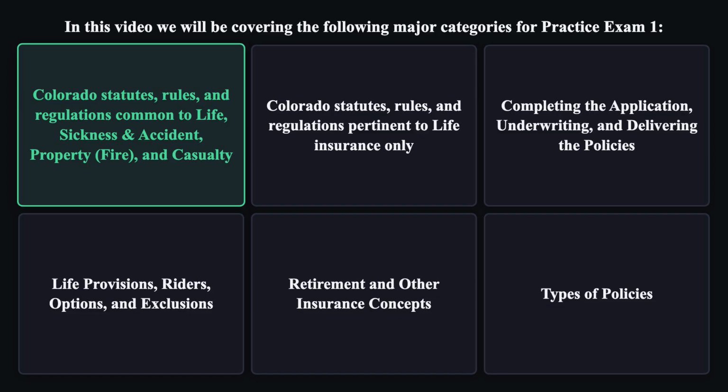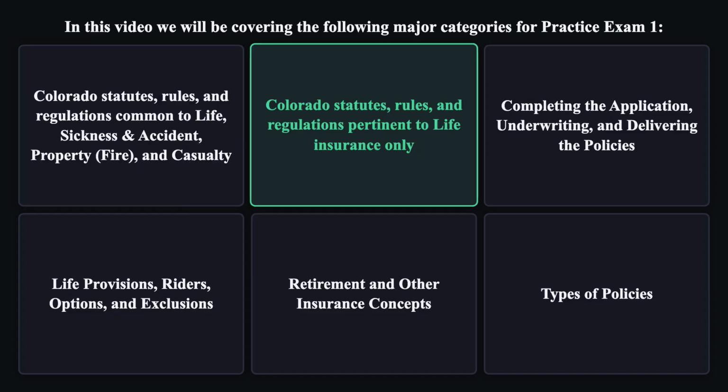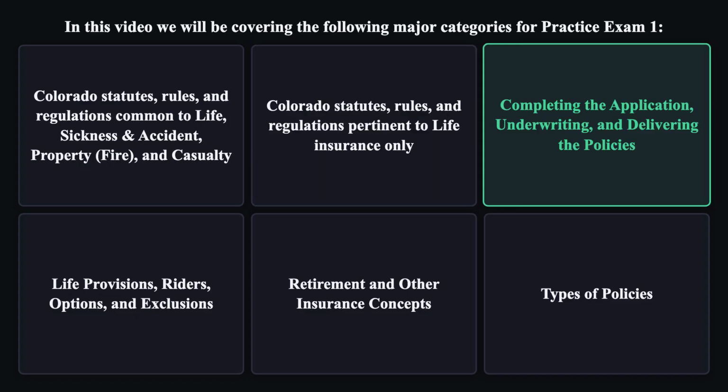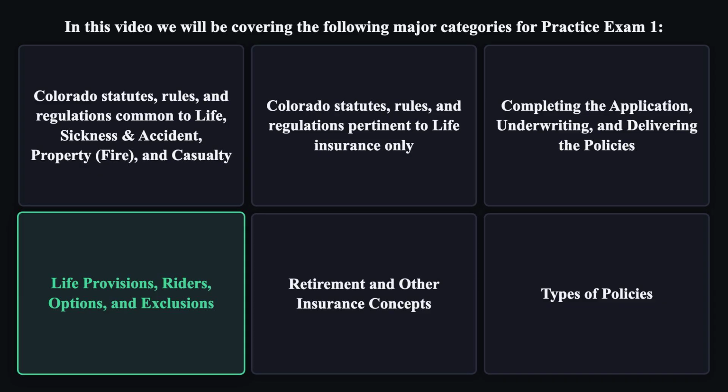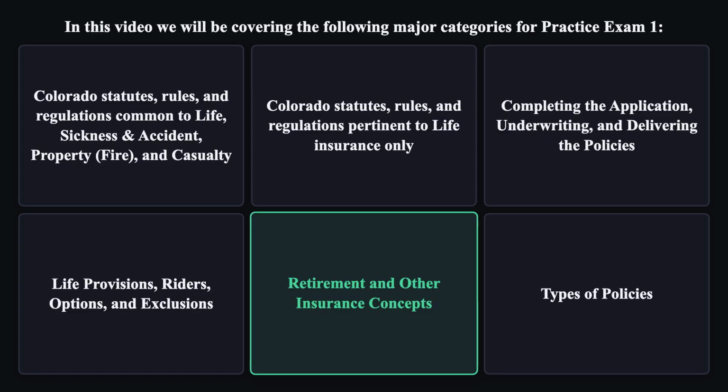Colorado statutes, rules, and regulations, common to life, sickness and accident, property, and casualty. Colorado statutes, rules, and regulations pertinent to life insurance only. Completing the application, underwriting, and delivering the policies. Life provisions, riders, options, and exclusions. Retirement and other insurance concepts. Types of policies. Let's walk through the format.